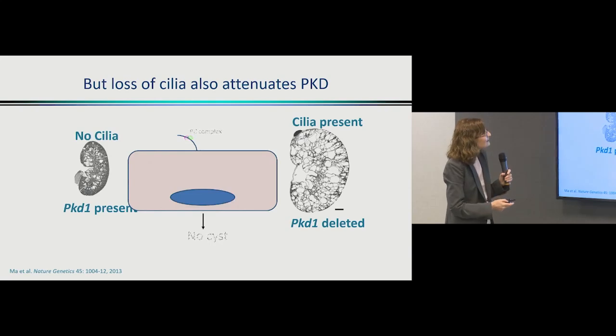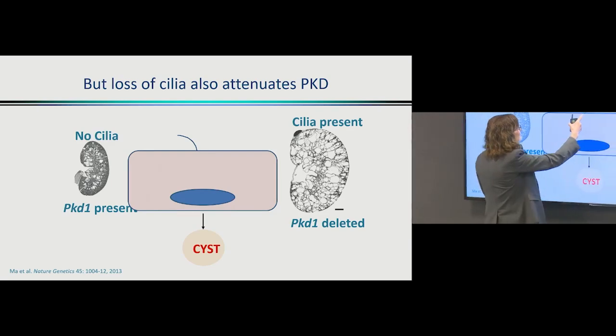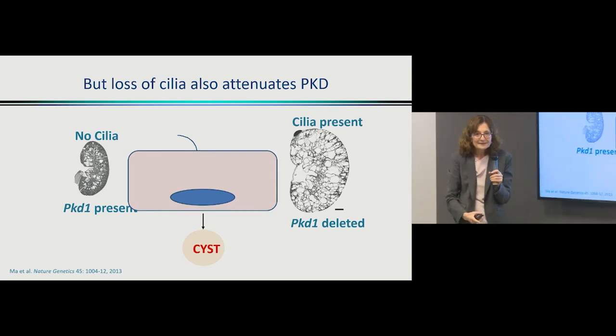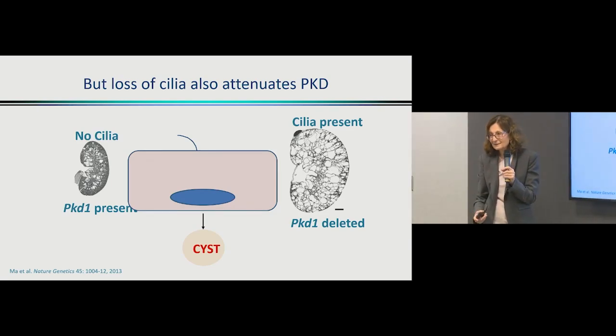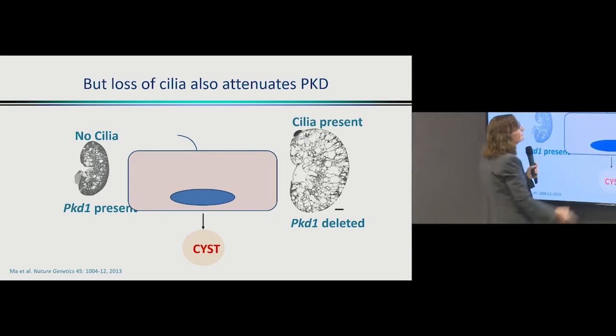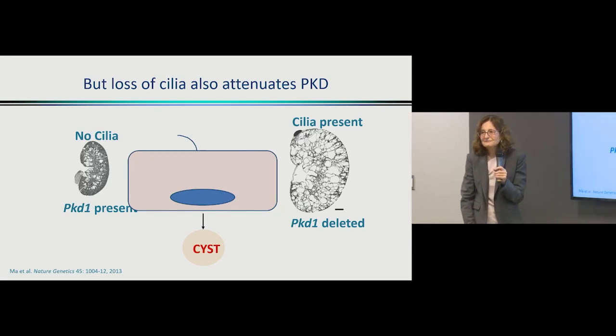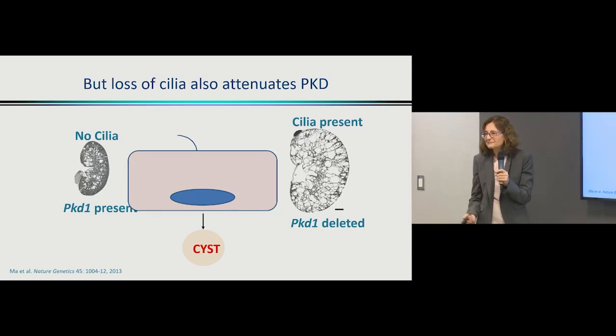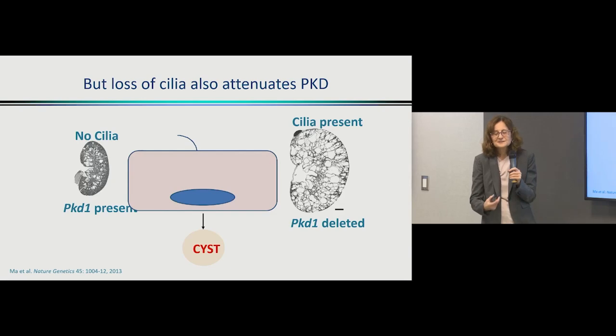However, if you do this, you get a cyst, and it's because there is something in this cilium that polycystin is repressing. And when you lose that repression, you get a cyst. If you knock out this cilia, well, then you don't have that pathway there to repress, and that somehow makes it better. This is work from Steve Somlo's lab.